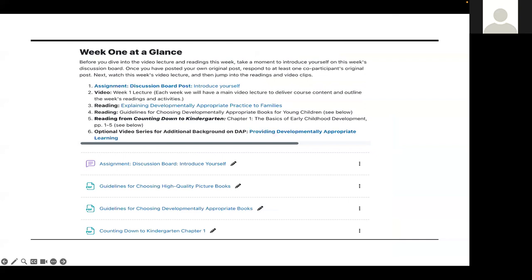So we've gone through our overview here of ECRR. And I hope that either reinforced or gave you some new understandings about early literacy development and developmentally appropriate practice.